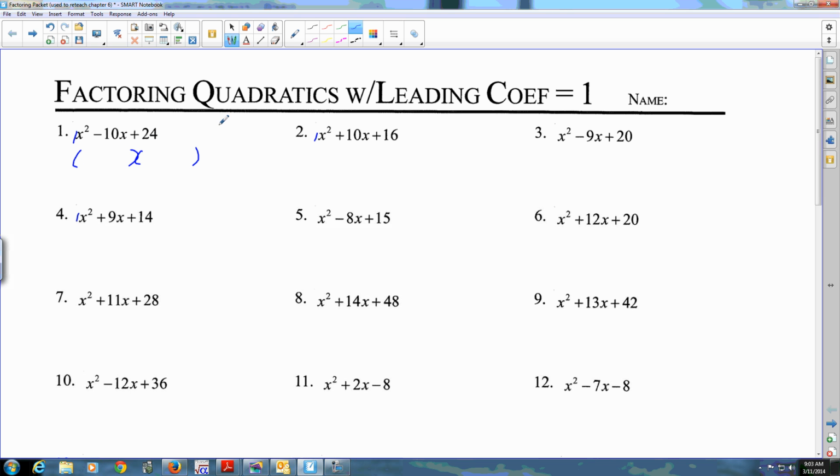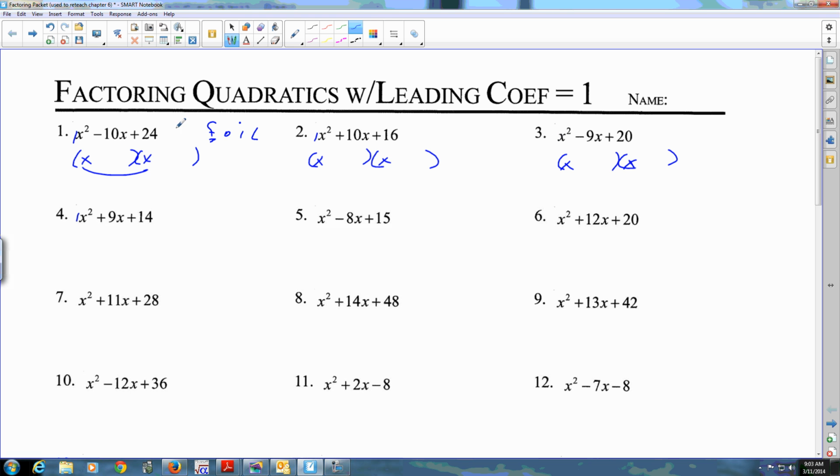And the word FOIL: first, outside, inside, last. You multiplied the first things together to give you x squared. So the only choice you have is x and x. So for all of these, when the leading coefficient is 1, they're all going to start with x. Every single one of them. Because when you FOIL, that's the only thing that you could multiply together to give you x squared.